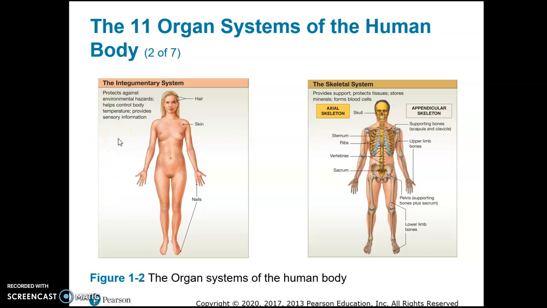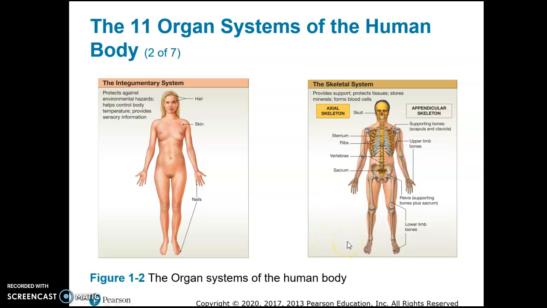And the major function of each organ system. So the skin, of course, its major function is protection, but it does help control body temperature. For example, when you're hot, you sweat, and when you're cold, your skin will form goosebumps, or you may have another name, but anyway, the blood vessels in your skin will constrict to hold in heat. And also your skin provides sensory information.